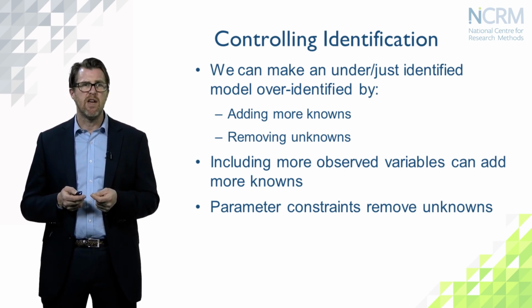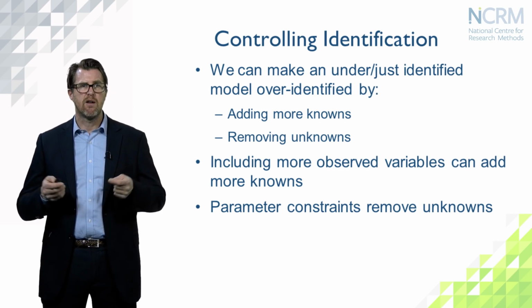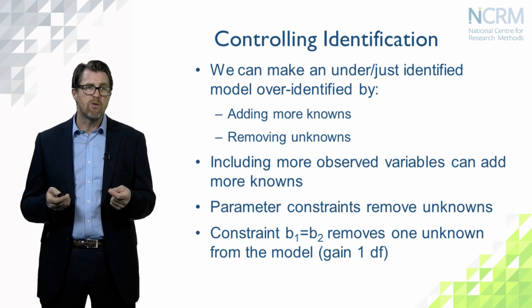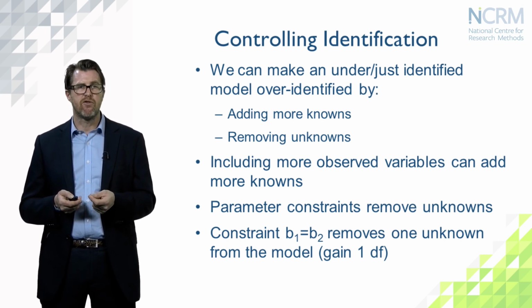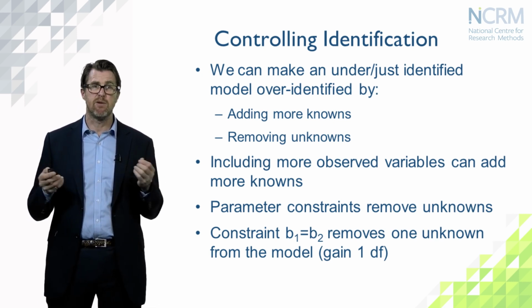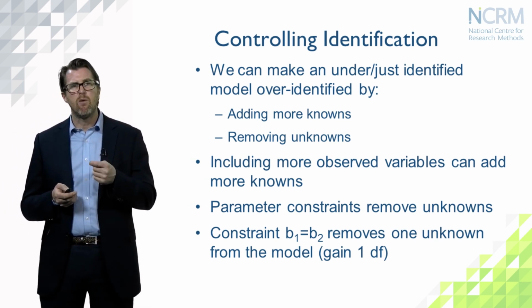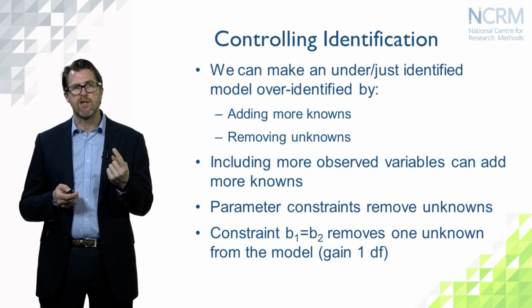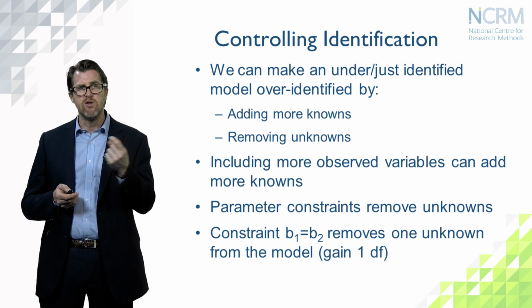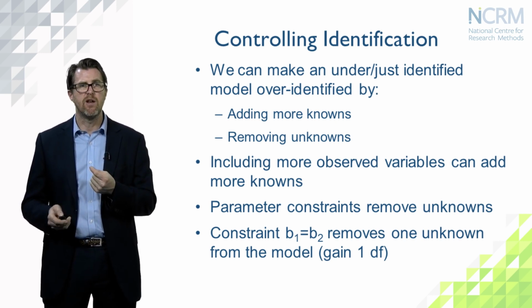So if we were to constrain 2 of the parameters in the model to be equal to one another, let's say we constrain 2 of the regression coefficients or the factor loadings to be equal, now we're only estimating 1 parameter where previously we were estimating 2. So we've removed 1 unknown and gained 1 degree of freedom.